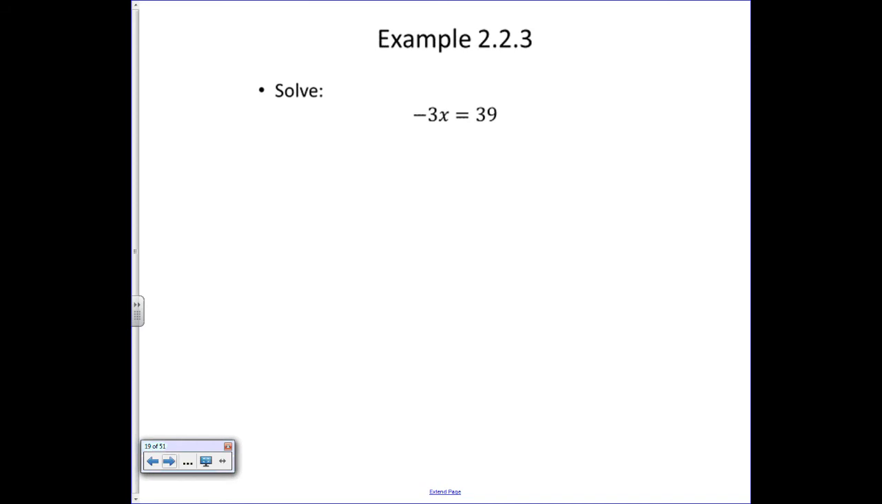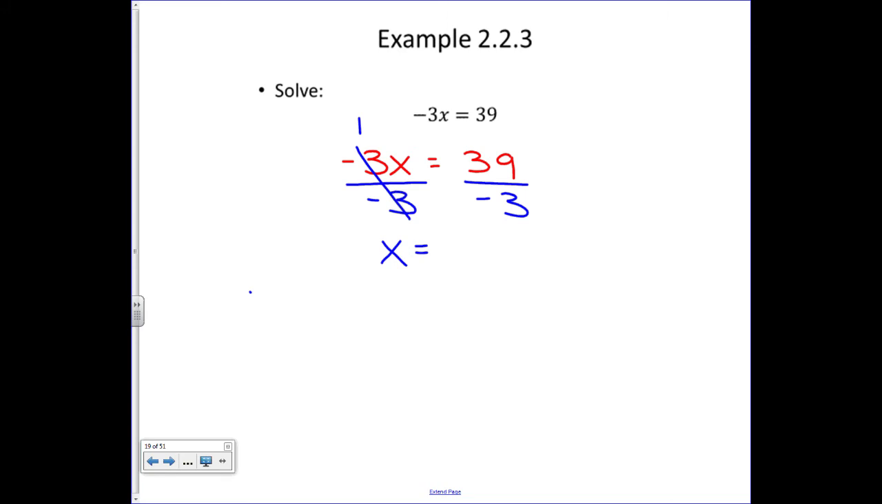Similar thing here, just remember that if you divide by a negative number, you have to consider the signs. So we have negative 3x is equal to 39. To solve this, we want to get x by itself, so we're going to divide by negative 3. Negative 3 divided by negative 3 is just 1. And you're left with 1x equals negative 13. Remember, when you divide a positive and a negative number, you get a negative answer.